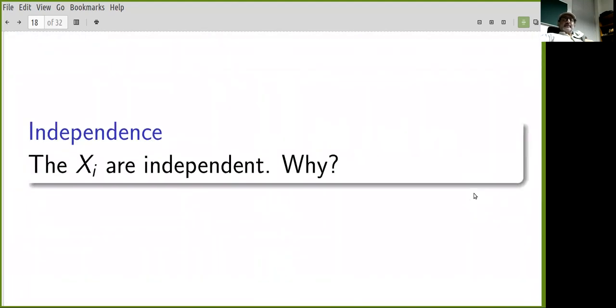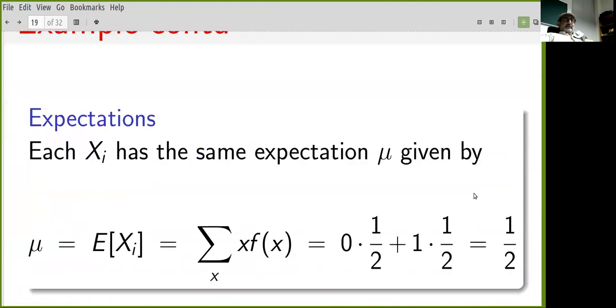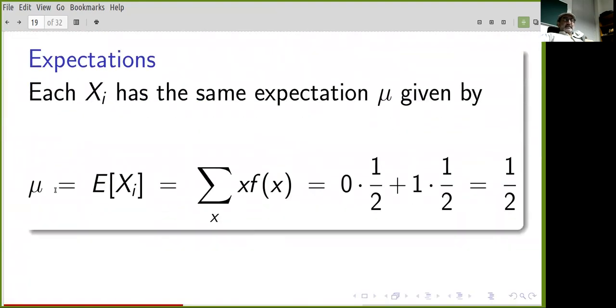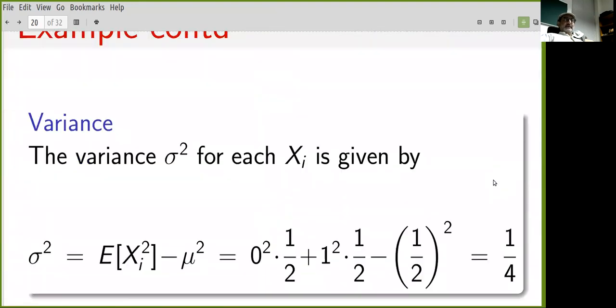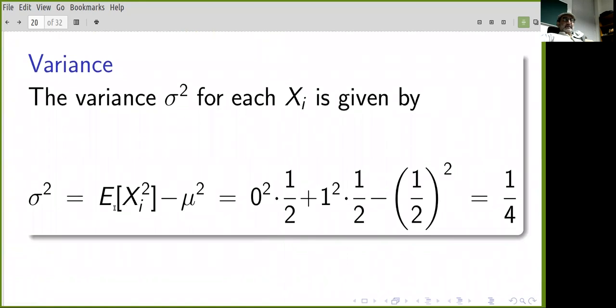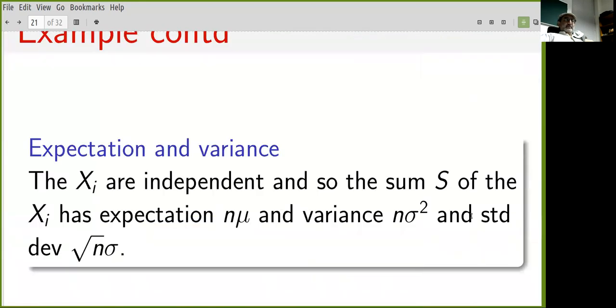The X_i are independent because the coin flips are independent. Okay, and each X_i has the same mu. It's 1/2. And the variance, we can work that out to be 1/4. Okay. So the X_i are independent. The sum of the X_i has expectation n mu, and it has variance n sigma squared, and standard deviation root n sigma.